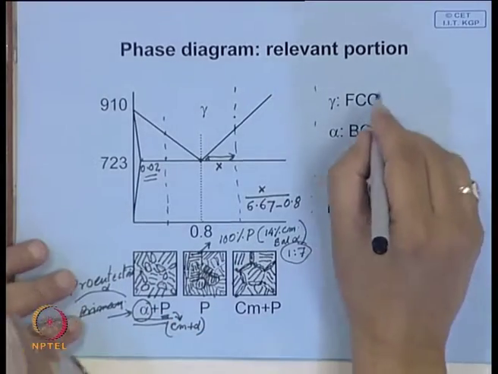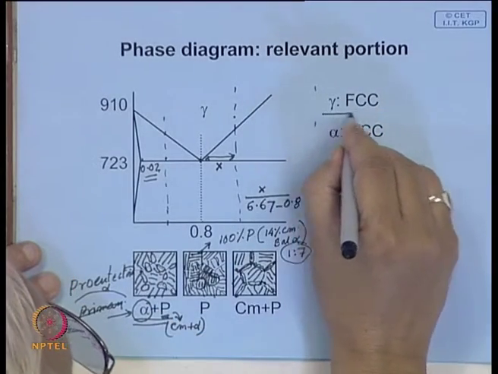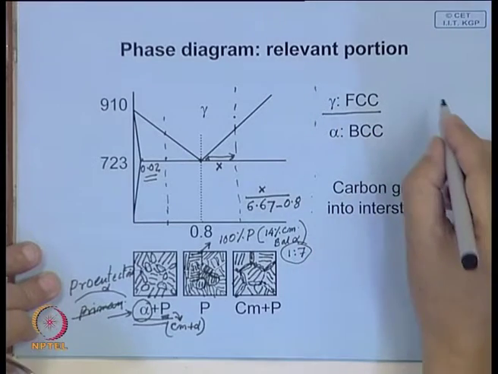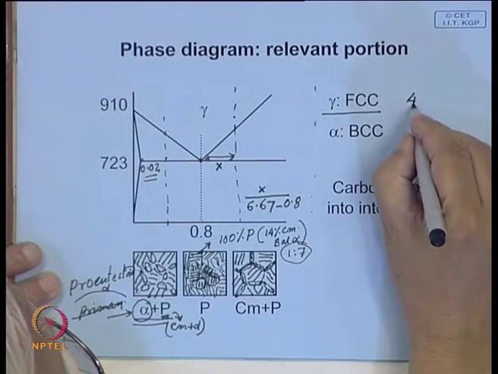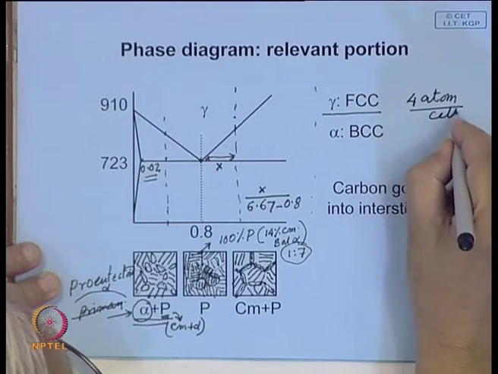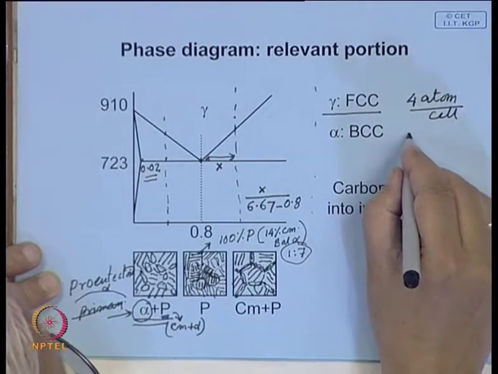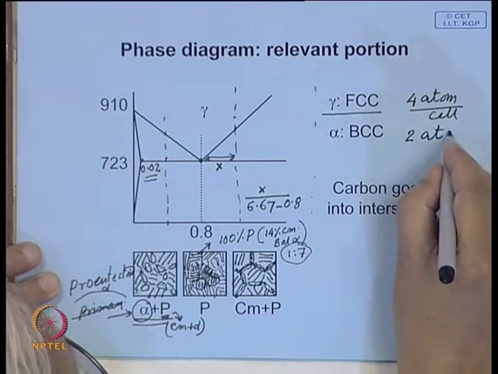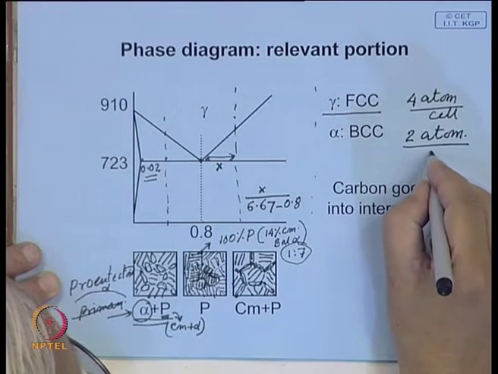And you must recollect that the crystal structure of austenite is face centered cubic, which has 4 atoms per unit cell, whereas BCC has 2 atoms per unit cell.